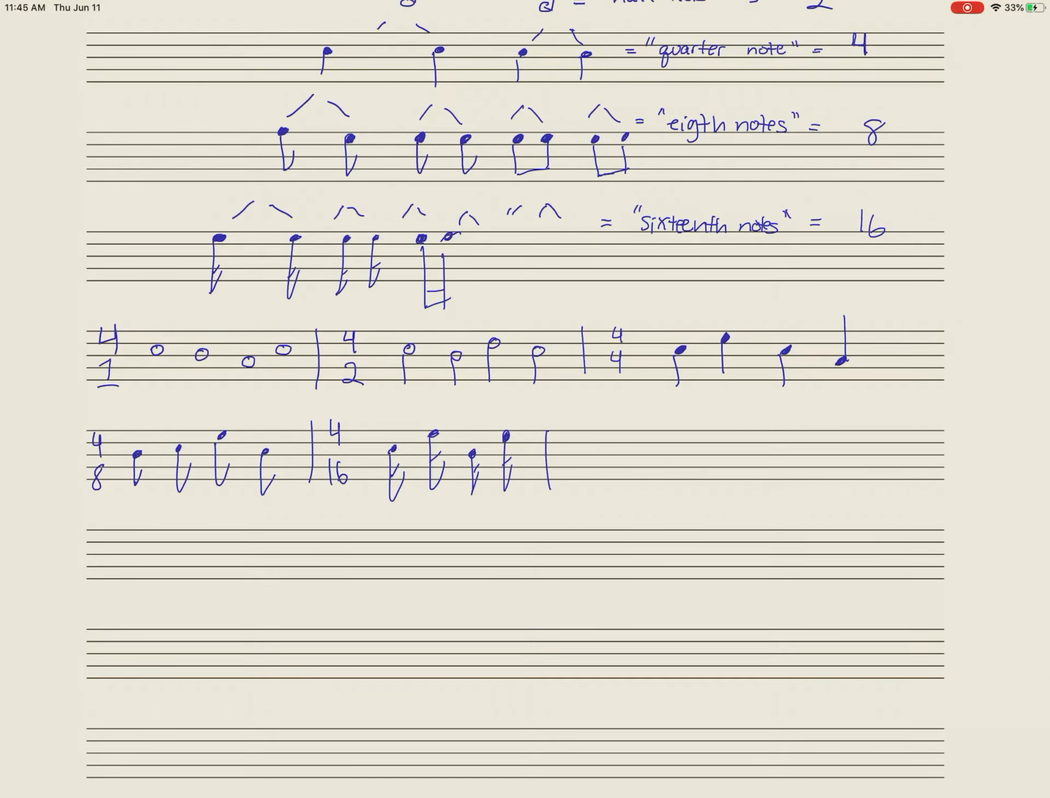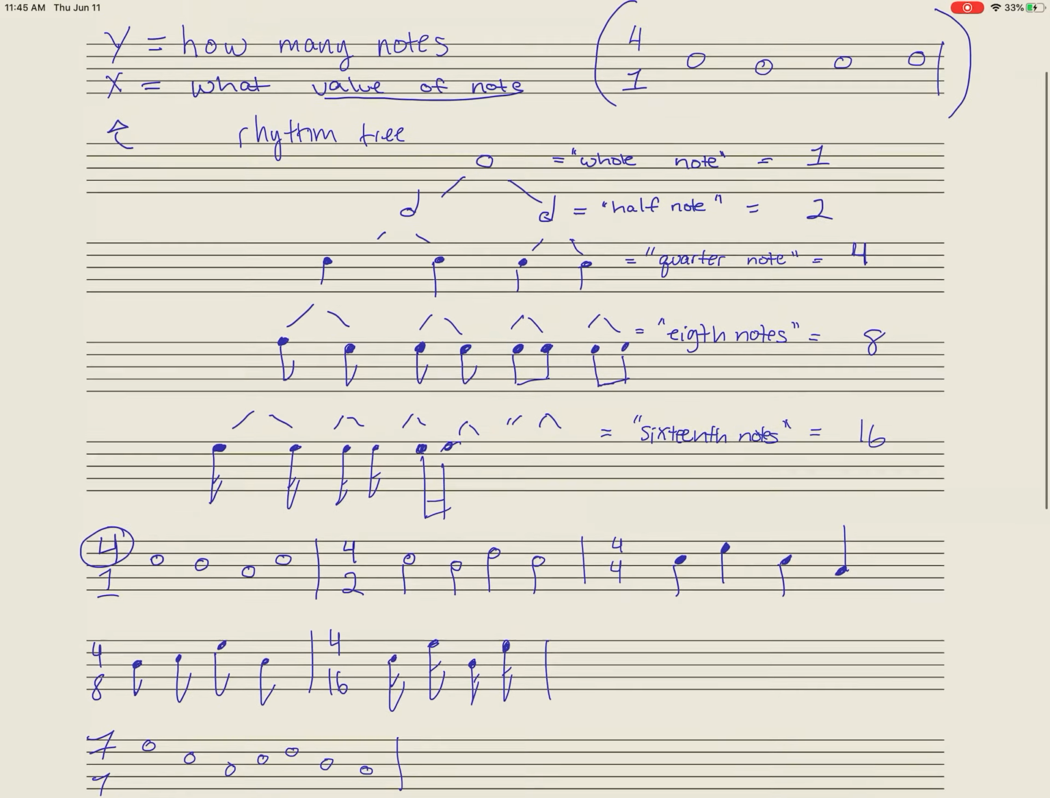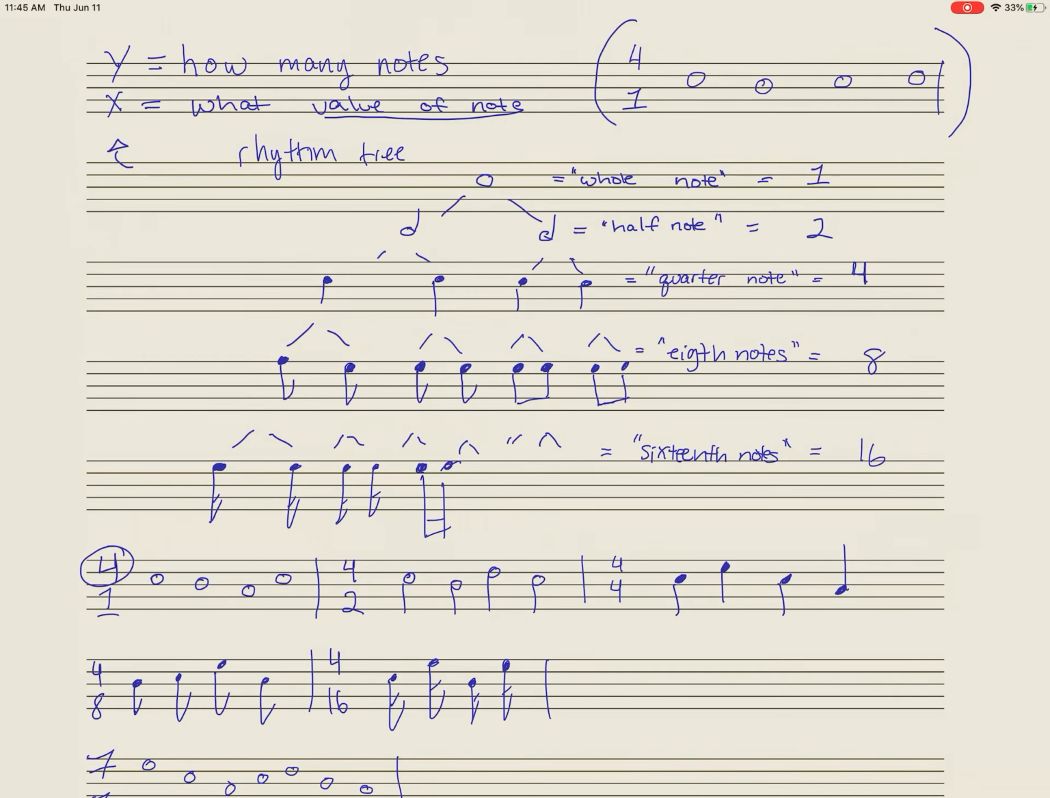So all of those examples were with 4 being the top number, but I just want to point out that that number could be anything. It could be 7, right? It could be 7-1. 1, 2, 3, 4, 5, 6, 7. In theory, right? It could be any number of notes in a measure. It's just a little guideline for showing you how many notes are in what, right? So this is the rhythm tree. Remember, this is very important, how time signatures work and what they're showing you.